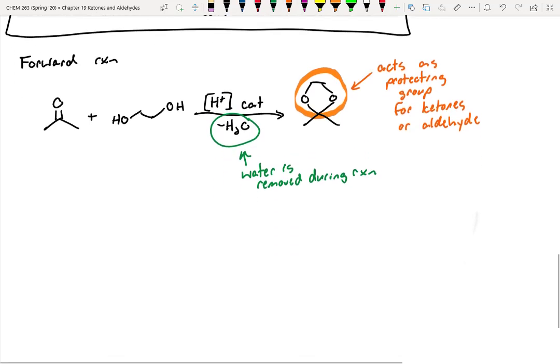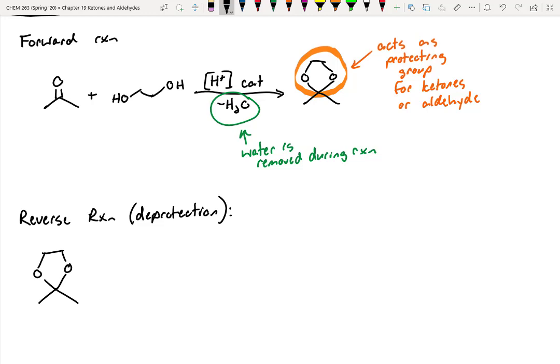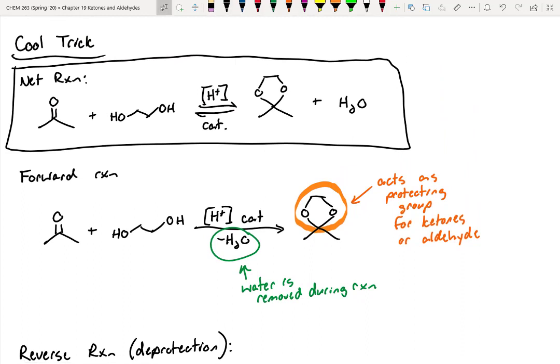All right, so that's great, but the question is, protecting groups are only useful if we can take them off at the end. So let's imagine the reverse reaction. The reverse reaction would essentially be deprotection. So let's consider this reverse reaction where we have this protecting group on there, and now we want to get this protecting group off. Well, we should go back to the parent reaction and say, our goal is to go from here over to this side, right? So how can we push that equilibrium?